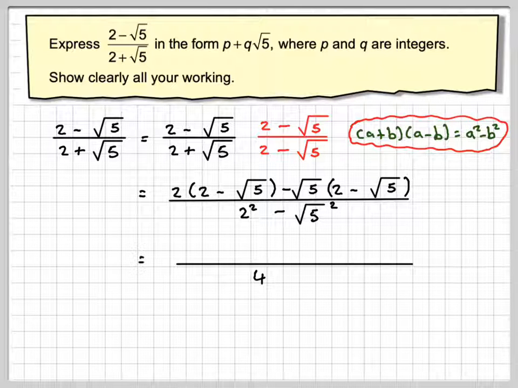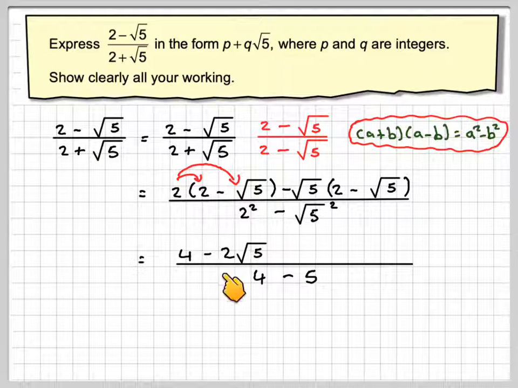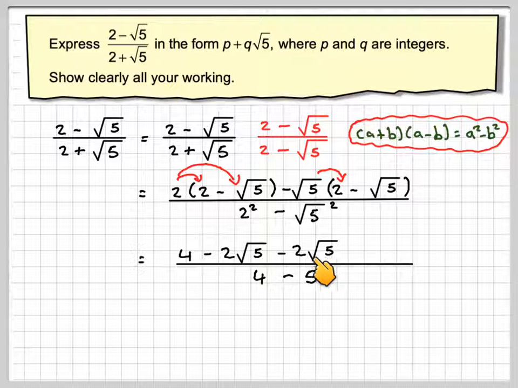So again, doing the denominator, 2 squared is 4. If you take the square root of 5 and square it, you're going to end up with 5. And then for the numerator, 2 times 2 is 4. 2 times minus root 5 gives me minus 2 root 5. Minus root 5 times 2 becomes minus 2 times root 5. Try to write the number first and then the root.